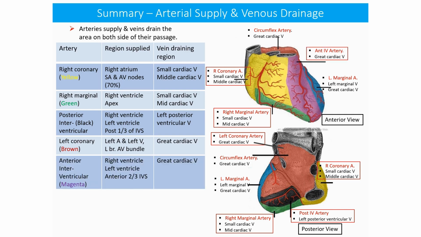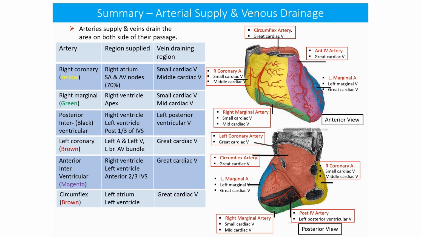Number five, a thick strip on the sternocostal surface consisting of adjacent areas of right ventricle and left ventricle along the anterior interventricular groove and anterior two-thirds of the interventricular septum is supplied by anterior interventricular branch of left coronary and drained by great cardiac vein.